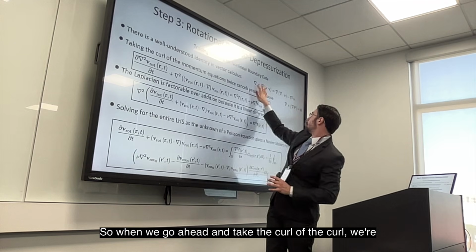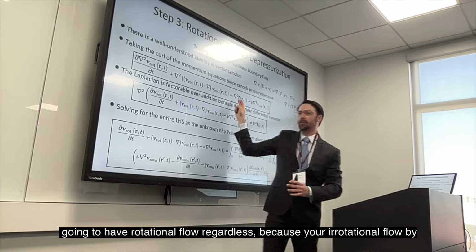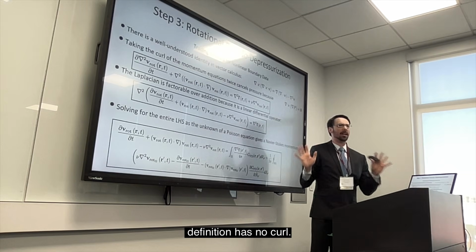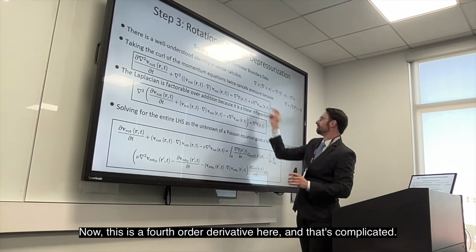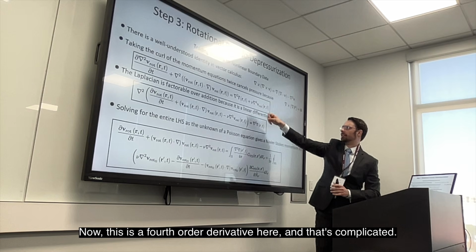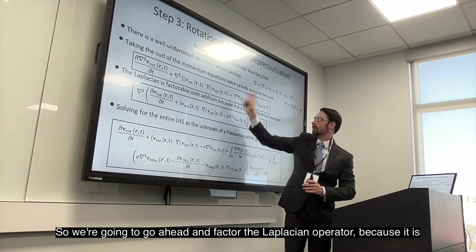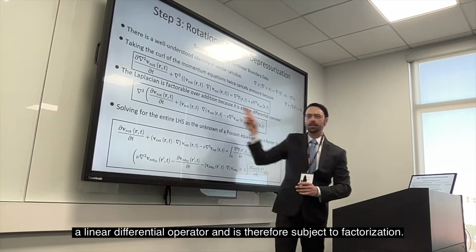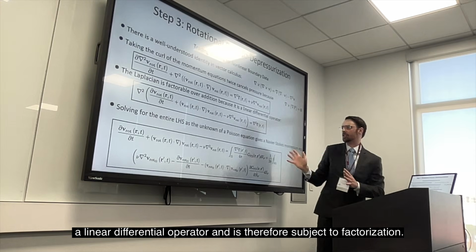So when we take the curl of the curl, we're going to have rotational flow regardless because irrotational flow, by definition, has no curl. So we're going to go to rotational flow. Now this is a 4th order derivative here, and that's complicated, so we're going to factor the Laplacian operator because it is a linear differential operator and is therefore subject to factorization.